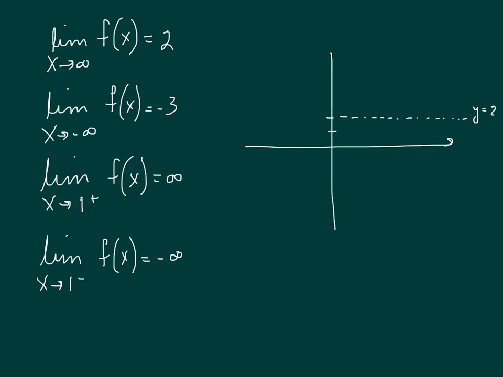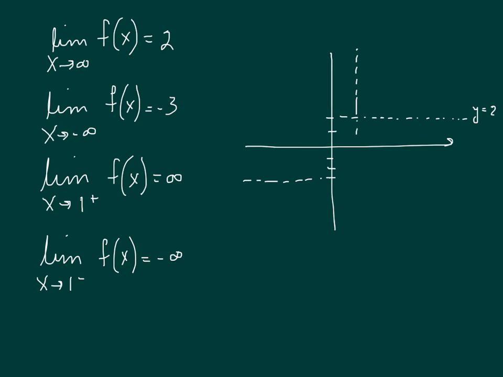For the next statement, we know we have a horizontal asymptote at y is negative 3. So as x approaches negative infinity, we know we're going to get very close to this line. The last two statements tell me that I have a vertical asymptote, right, because x is approaching some number, and we know our output is approaching infinity.